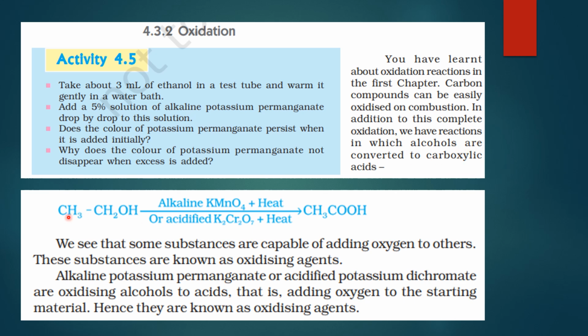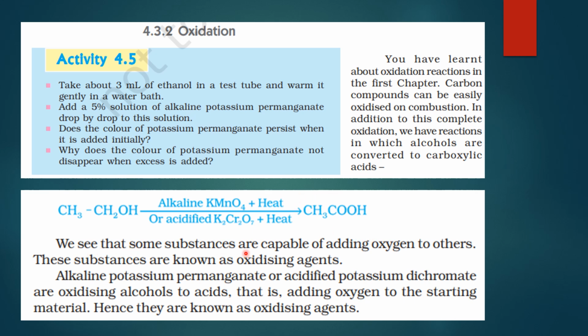For example, if we look at this reaction, CH3CH2OH. What is this? This is ethanol. So ethanol, if it is treated with alkaline KMnO4, potassium permanganate, plus heat, or acidified K2Cr2O7 plus heat, it will give you ethanoic acid, CH3COOH, right?